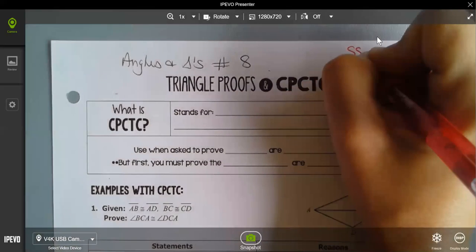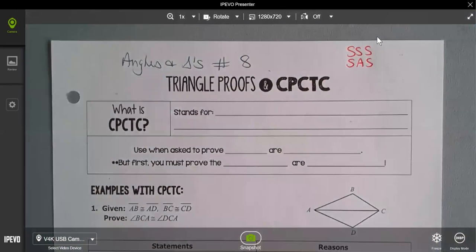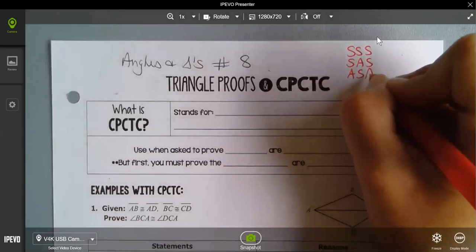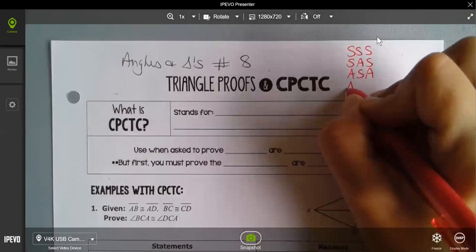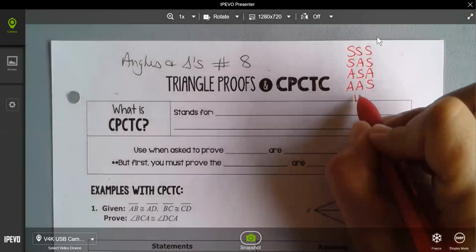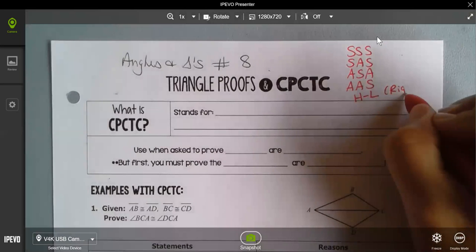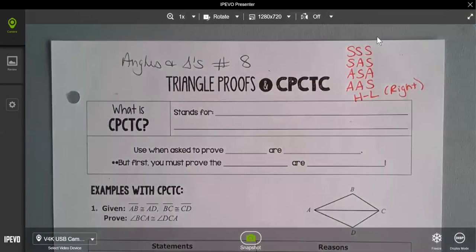So we've got side, side, side; side, angle, side; angle, side, angle; angle, angle, side. Remember, there's no triple A, there's no swearing forwards, there's no swearing backwards. And then we have hypotenuse leg, which can only be used for right triangles. Okay, so those are the 5 ways that we can prove that triangles are congruent.